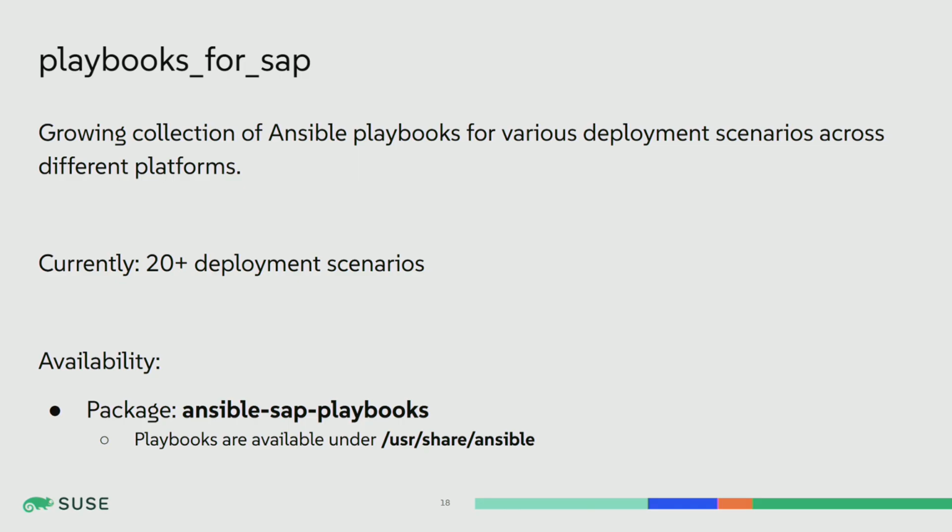Playbooks for SAP, currently we have more than 20 different deployment scenarios. They are all spanning different products, and they are all in different configurations, for example, from sandbox to production-like systems, including highly distributed systems as well. So this is a good example to see how it's being built. This is packaged in Ansible SAP Playbooks, and since this is not something that you can install with Ansible Galaxy, it will also be in the same directory, so /usr/share/ansible.